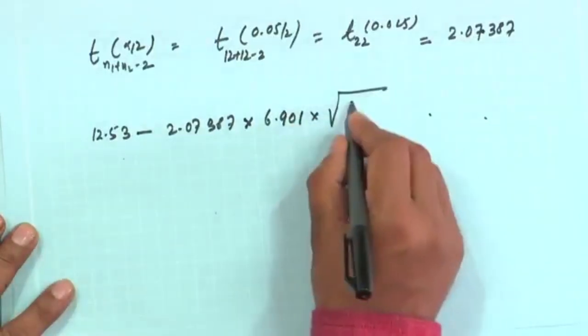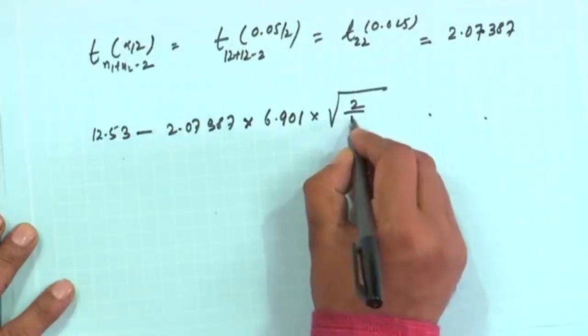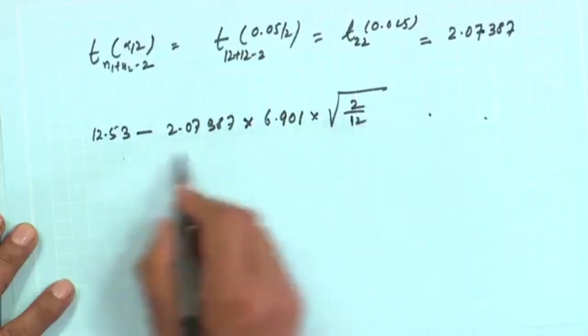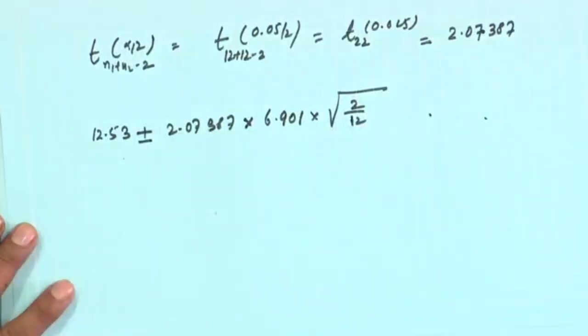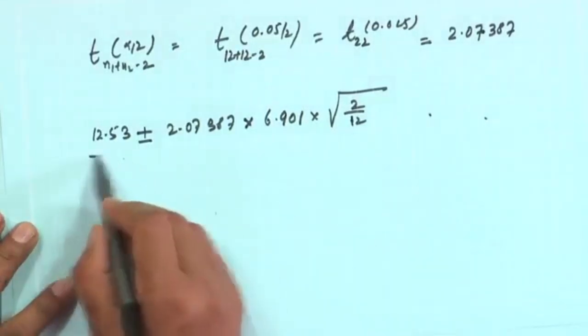6.901 into root over 2 by, and that is 1 by 12 plus 1 by 12, 2 by 12, this plus minus, this is the interval. Okay. So, you calculate this.